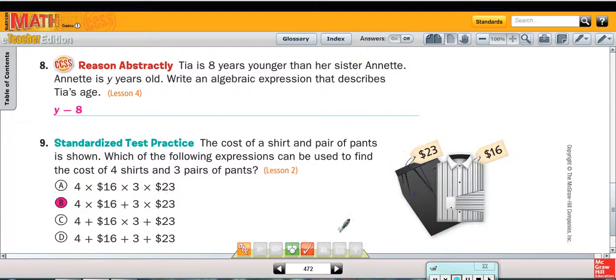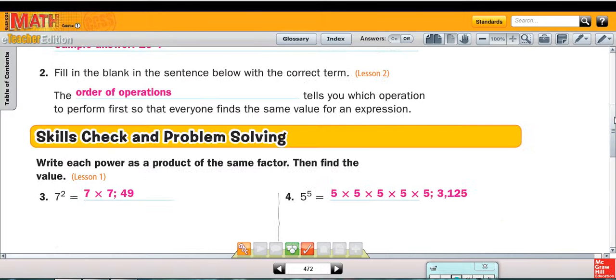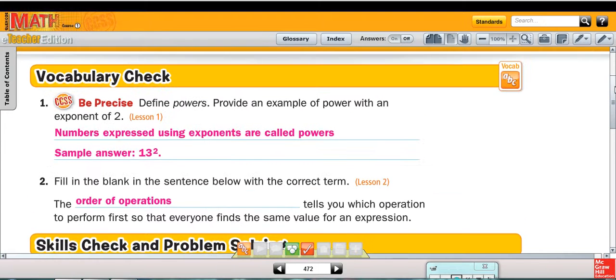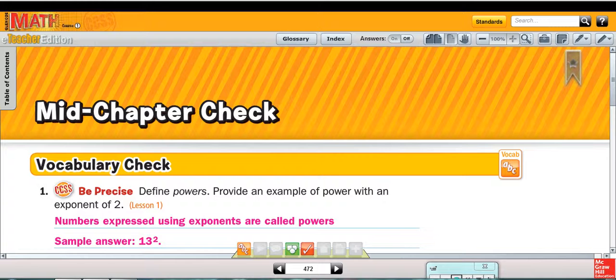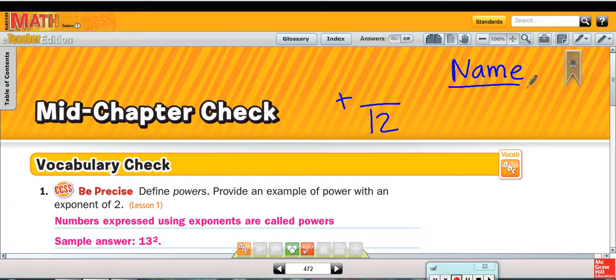Okay, go ahead and count up how many you missed. And give me at the top of the page where it says mid-chapter check, you're going to give me a score out of 12 possible points. And make sure that your name is also on this. Okay, I would like you to also turn this paper into the 7th period tray today.